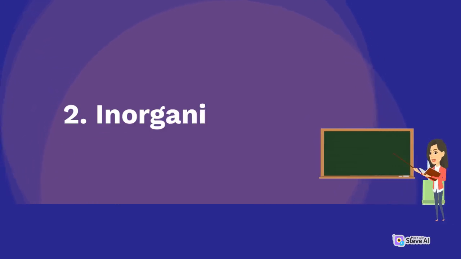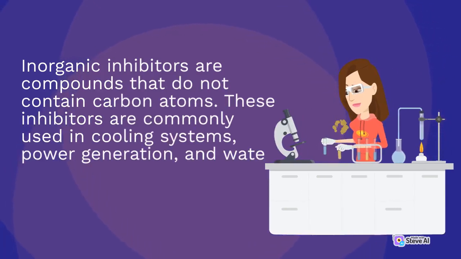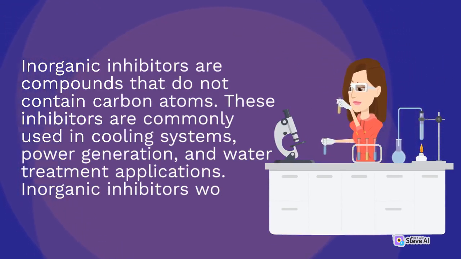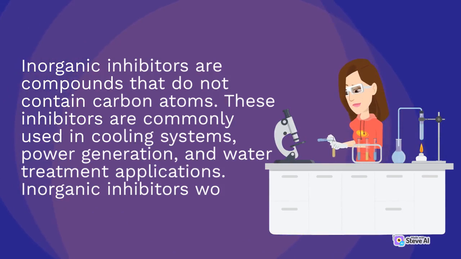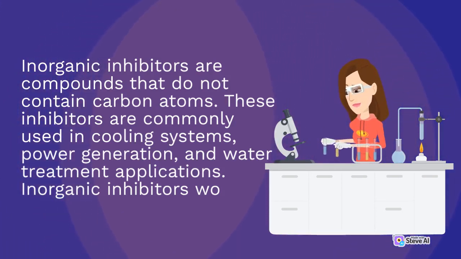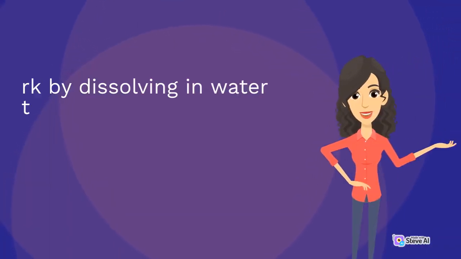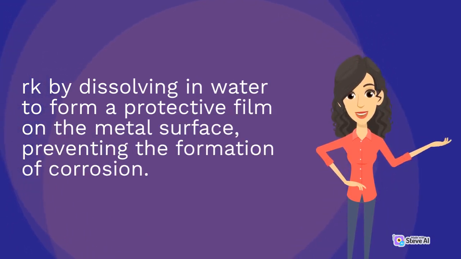2. Inorganic inhibitors. Inorganic inhibitors are compounds that do not contain carbon atoms. These inhibitors are commonly used in cooling systems, power generation, and water treatment applications. Inorganic inhibitors work by dissolving in water to form a protective film on the metal surface, preventing the formation of corrosion.